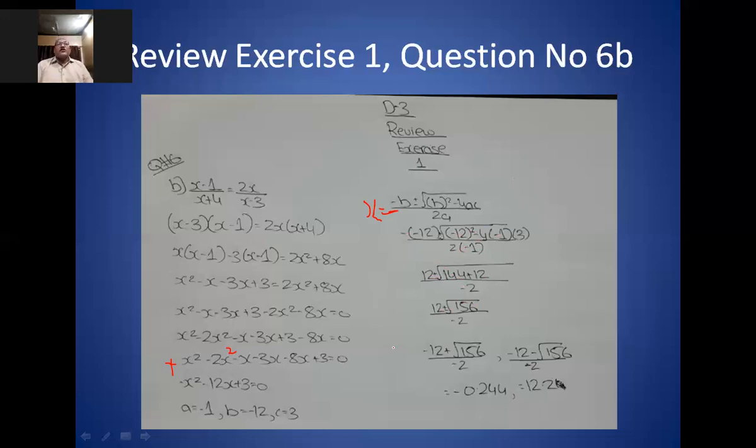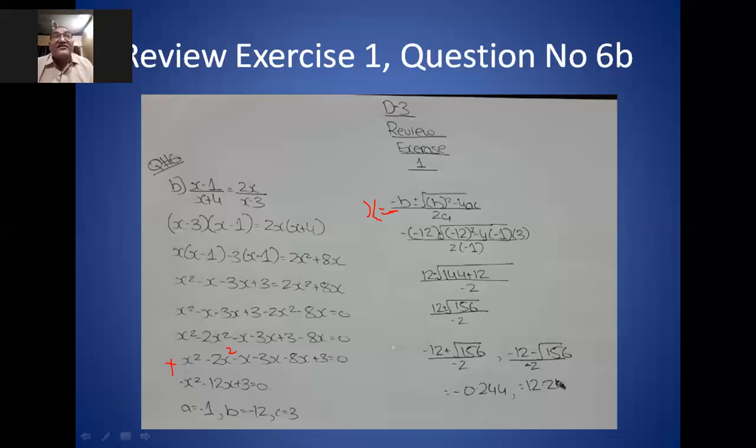So in your calculator, what will you enter? There are two possibilities. One is minus 12 plus under root 156 equals, divided by minus 2 equals, and that will give you minus 0.244. The other option will be minus 12 minus under root 156 equals, divided by minus 2 equals, and that will give you 12.2. So these are the answers.